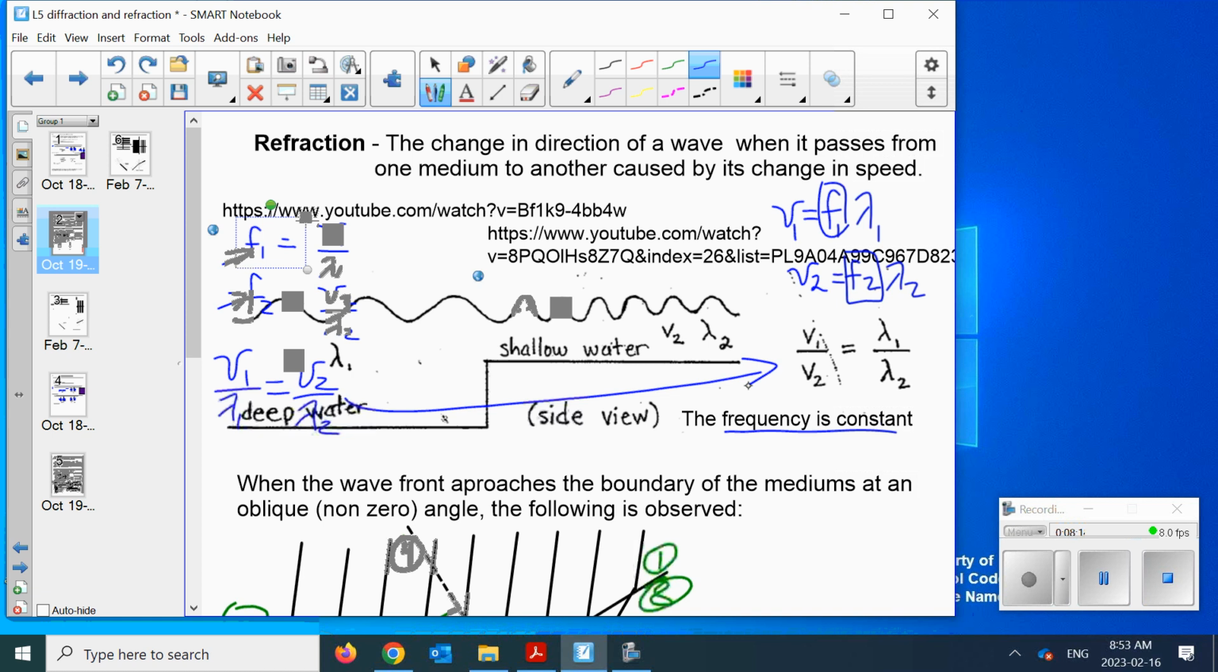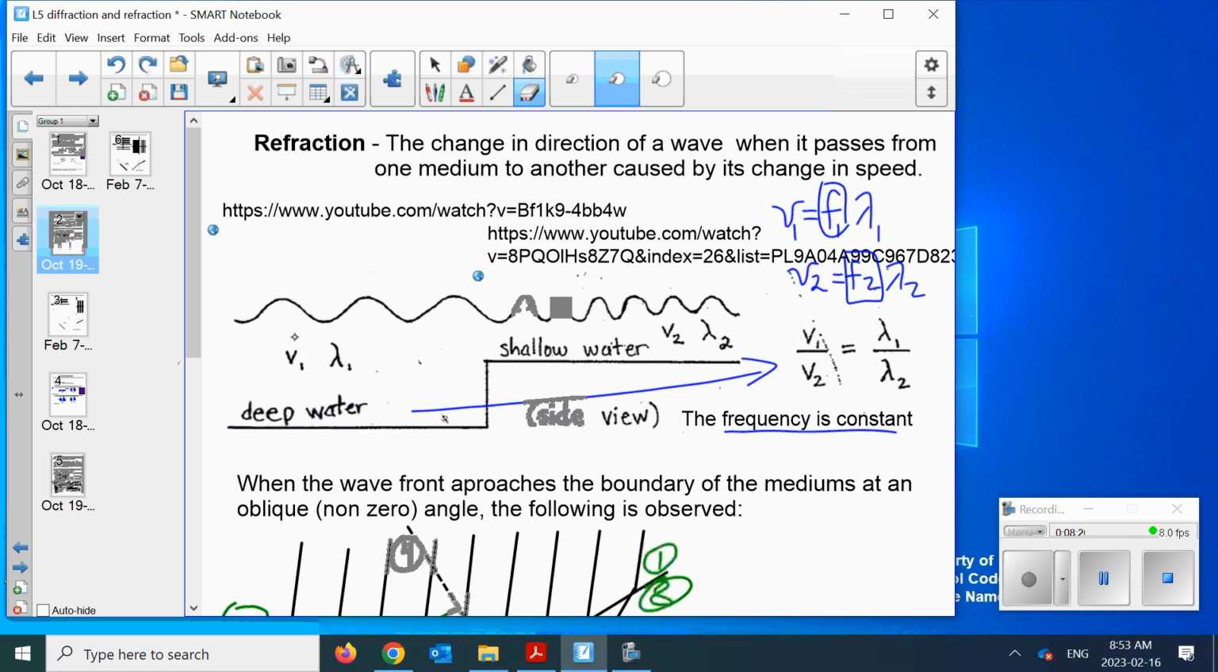If you don't have that memorized, that's okay. You don't need to memorize it. Just solve for the frequency of one and come up with the other. So, let's just take a look at some video.